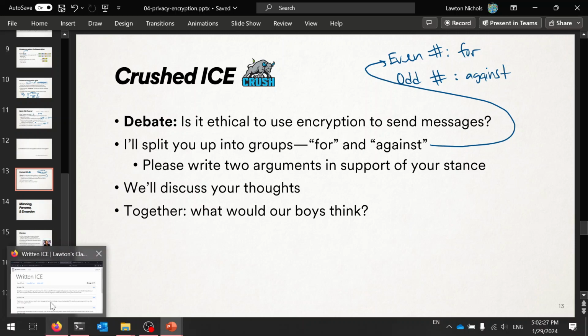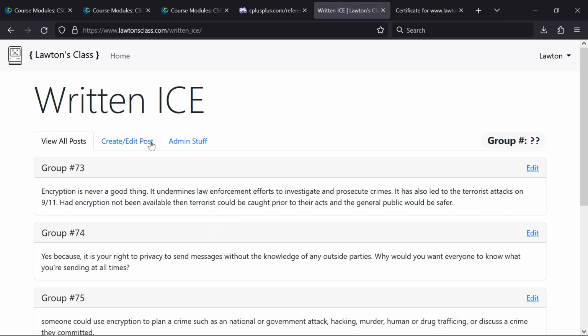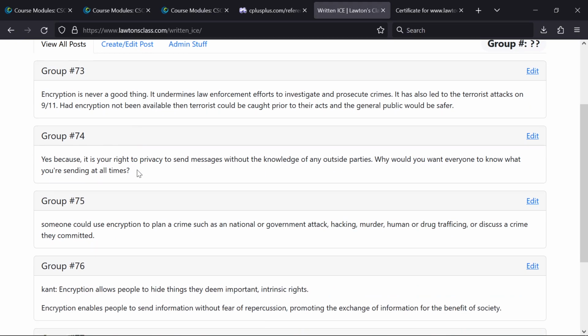What do we got? Nice. Alright, what was it? It was even for, odd against. So yeah, let's see some good ideas. Against first with group 73. Encryption is not a good thing. Undermines law enforcement. That's a big one, yeah.